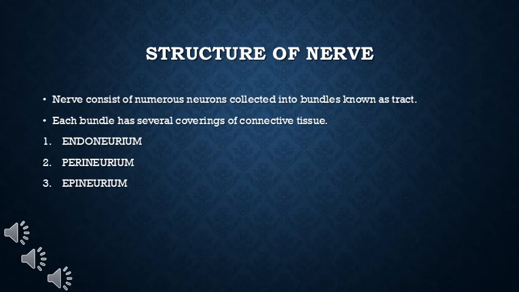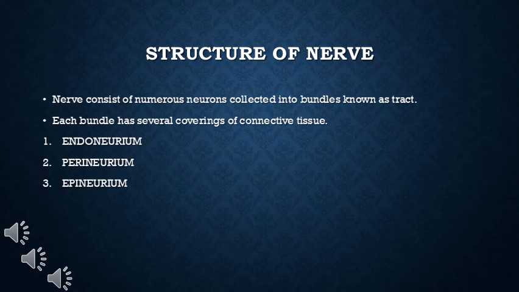Every bundle has many coverings of connective tissue. As we all know, everything is covered in some layer, some membrane, for its protection, so that it may be separated from the other parts of the body. So it is separated by layers. Three layers are present: epineurium, perineurium, and endoneurium. As you can see on the slide, three layers are present.